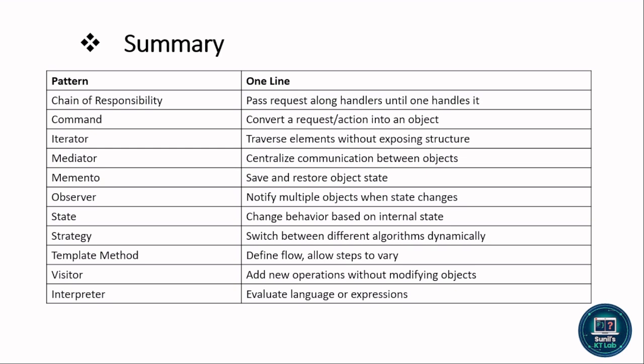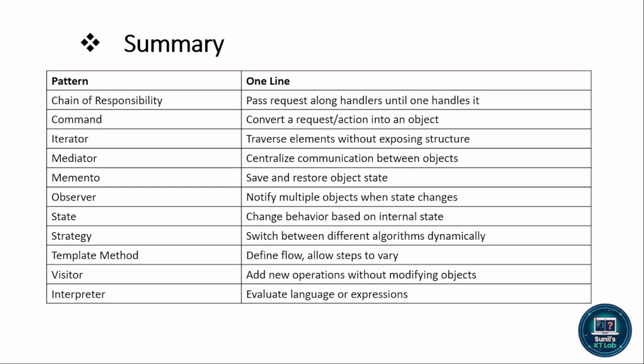We have seen in the ATM machine example where a single yes button operates differently in a different state. Eighth, strategy: switch between different algorithms dynamically. We have seen in the payment method example where we have multiple payment methods like payment through card and payment through API, and we can easily switch between different payment methods using this design pattern. Ninth, template method: define flow, allow steps to vary. We have defined the whole flow in the parent class and we allow modifying it from the child class.